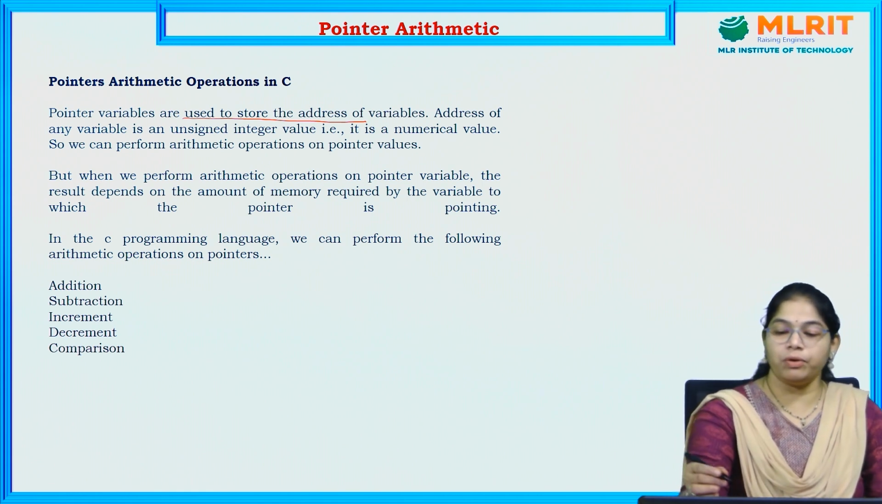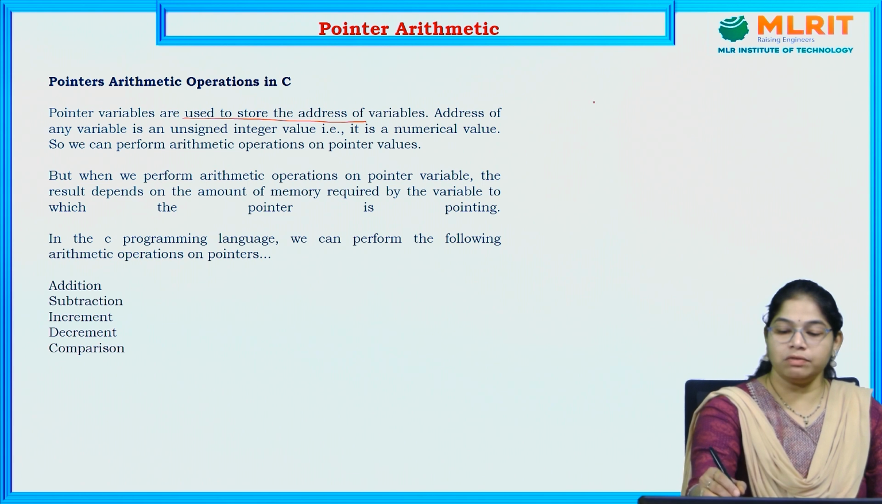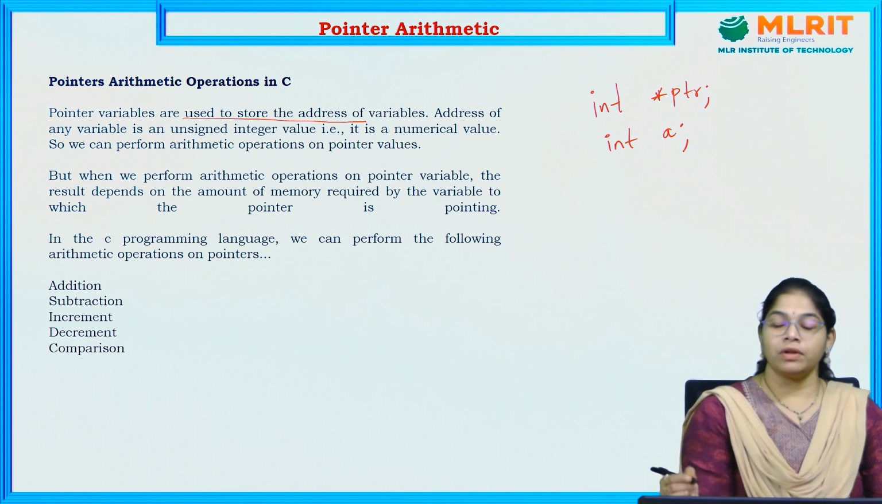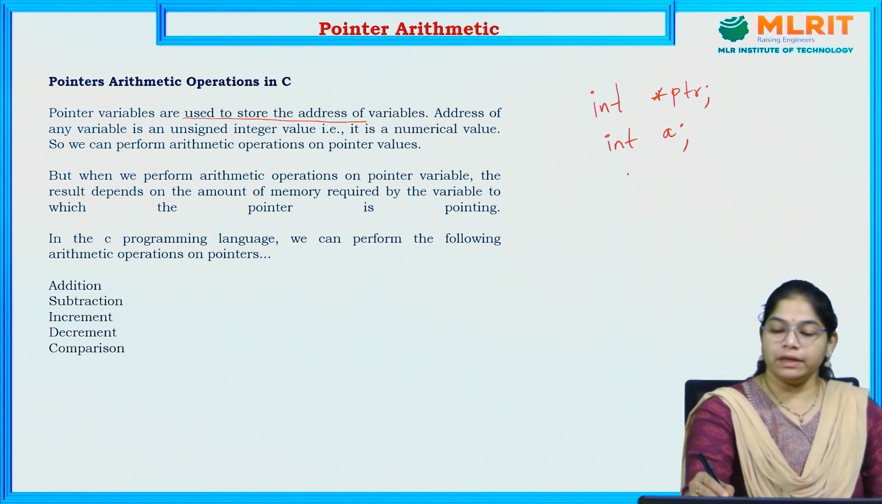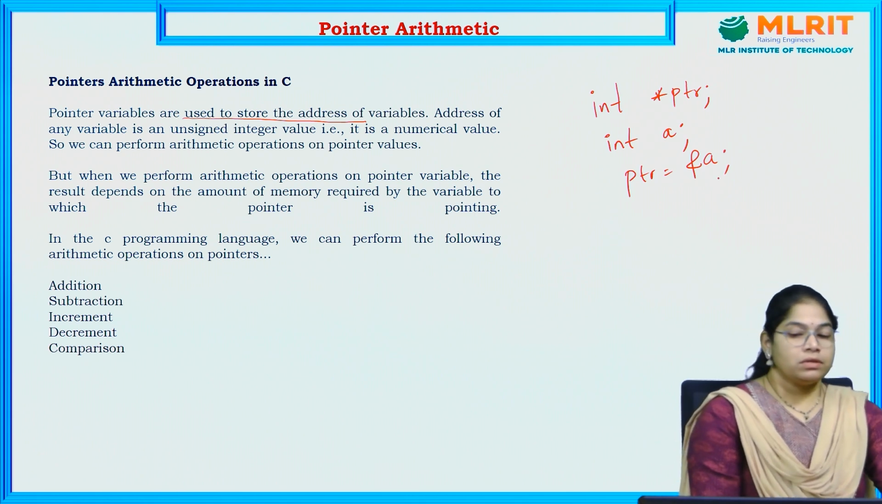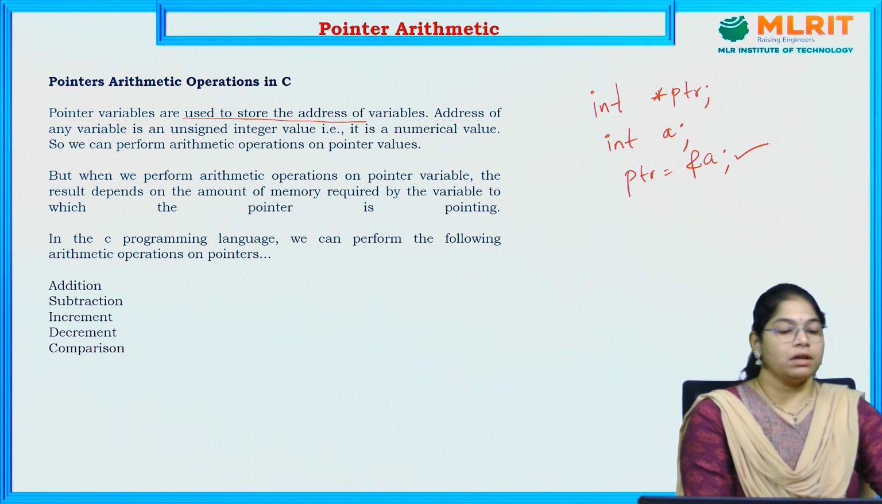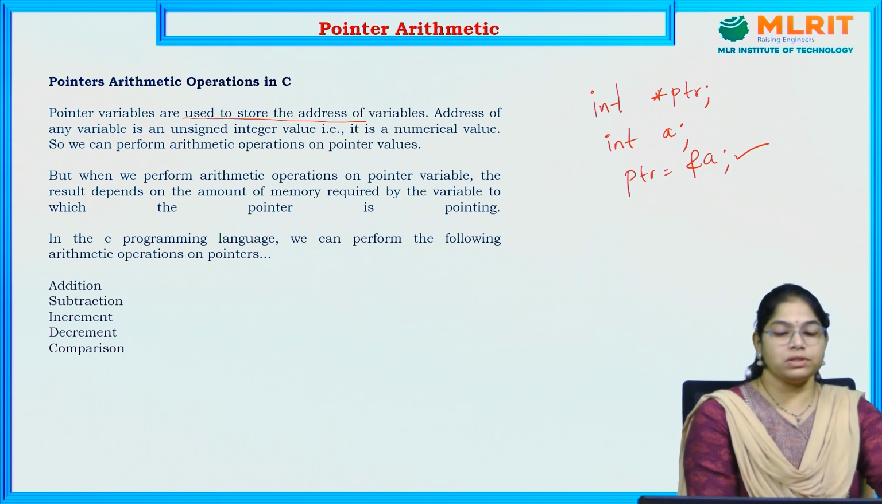How to declare a pointer? The declaration of a pointer is data type, dereference operator, and a pointer name. So here ptr is the pointer name. Suppose I declare one more variable called int a. A pointer variable is used to store the address of another variable of the same type. We discussed this in the previous session, and now pointer arithmetic operations in C.